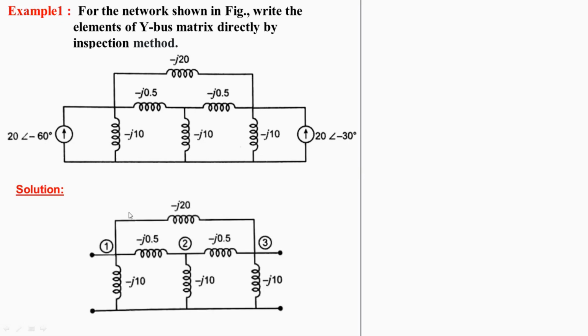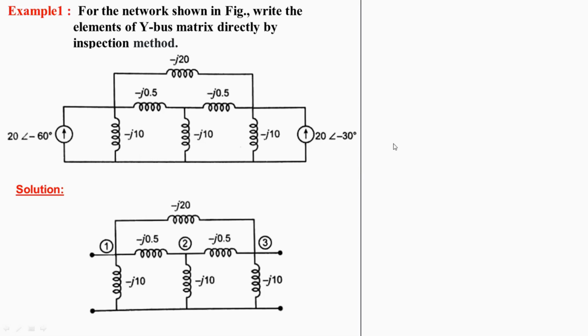Then another important point is that the voltage sources are short circuited and the current sources are open circuited. Here, the circuit consists of 2 current sources. These current sources are open circuited. This is our first step. Then the second step, you form the matrix.